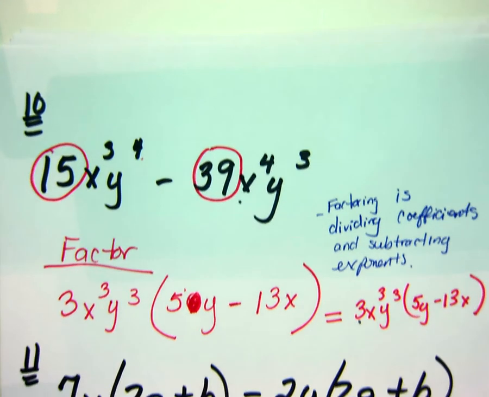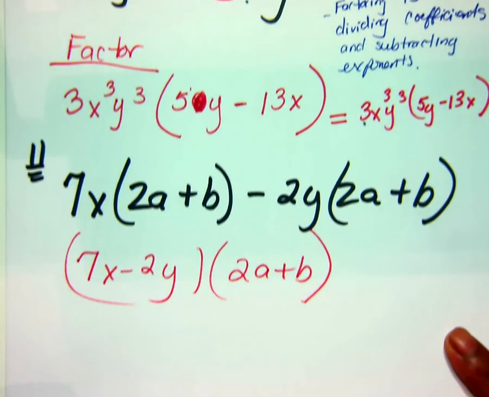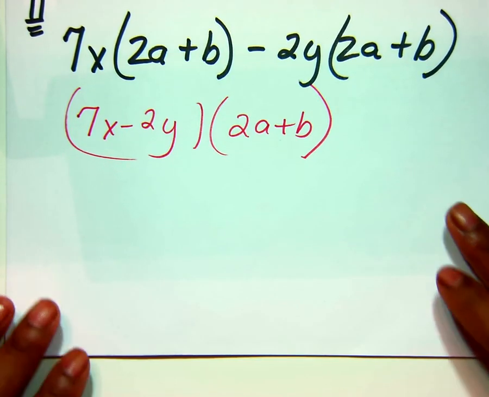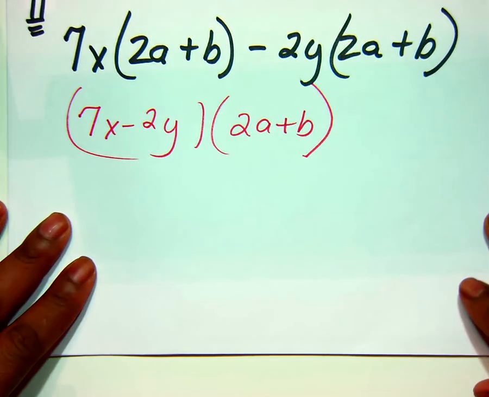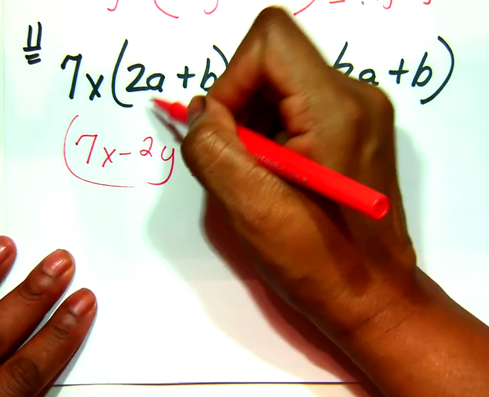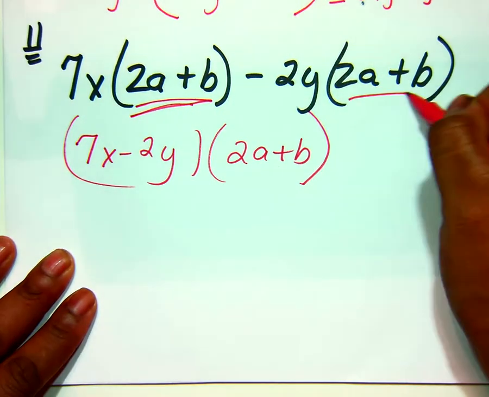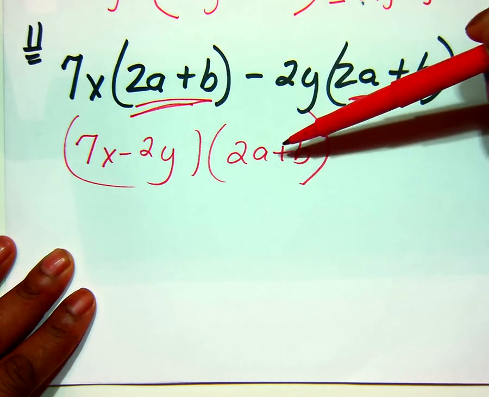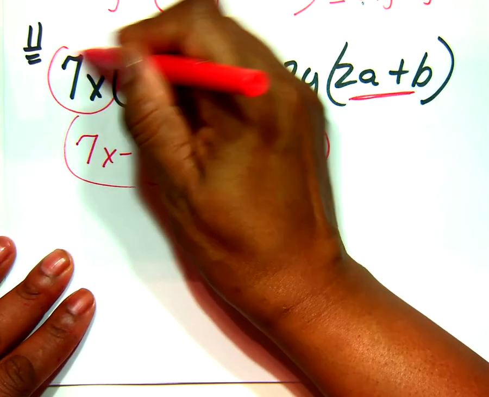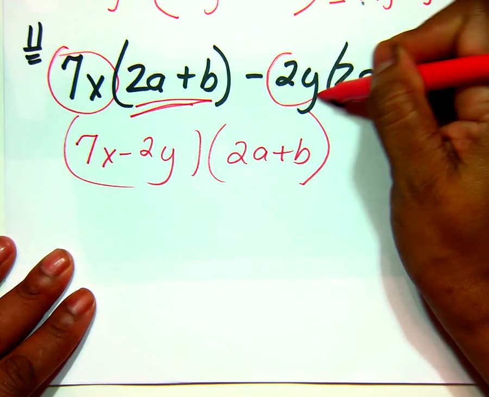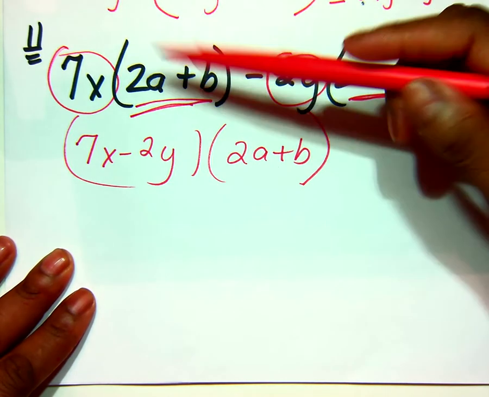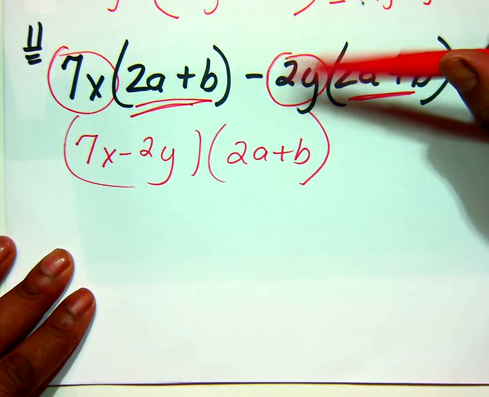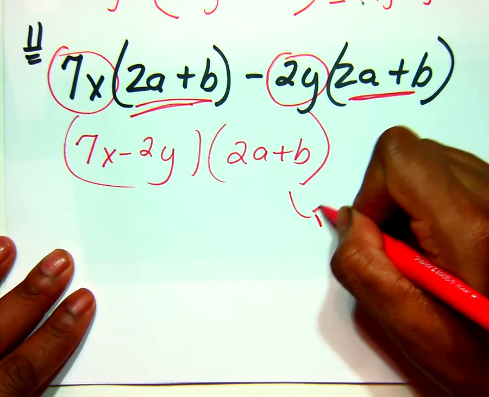Moving on, we have one pertaining to simplifying. Notice right here that both of them have the exact same thing in them. So you have this part and this part. Therefore, automatically, the 2a plus b is part of your answer. Now look on the outside. You have 7x minus 2y. So you combine those. So now you have the 7x minus 2y and then bring down your 2a plus b. What you just did there was factor by grouping.